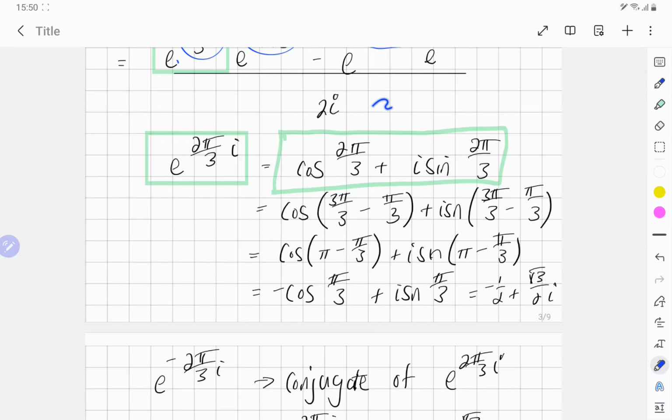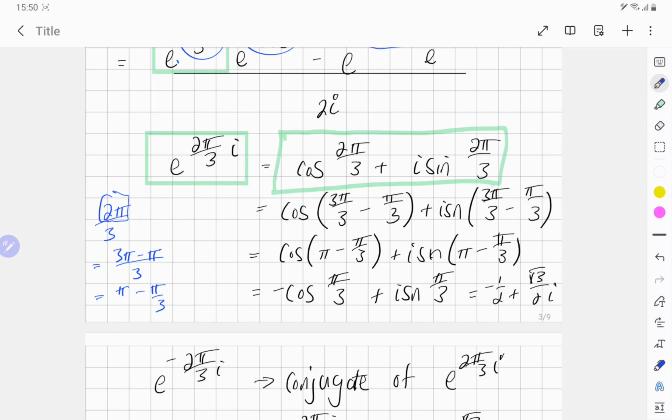You look at the closest number to 2 pi that is divisible by 3. The closest number to 2 pi is 3 pi. But we know that 3 pi minus pi is 2 pi, and you split the fraction. Just to repeat, you look at the closest number to 2 pi that's divisible by 3. It's 3 pi, and 3 pi minus pi is 2 pi over 3. And then I split, so I have pi minus pi over 3.